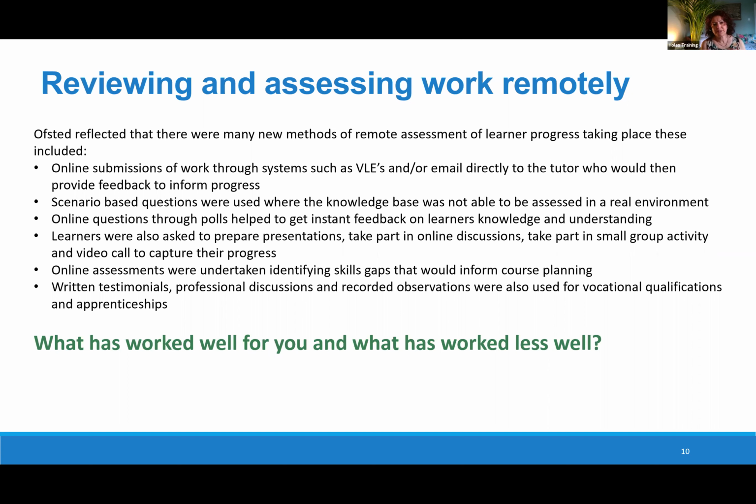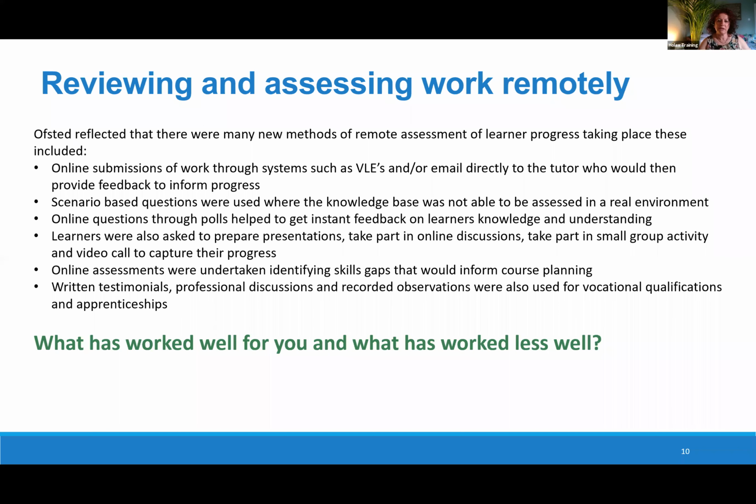Really useful in tutorials, really useful in those online discussions to see how people are building their confidence, to see how their learning is transferring into skills and embedded, deepened understanding and knowledge. And then online assessments are undertaken identifying skills gaps. That would inform course planning.